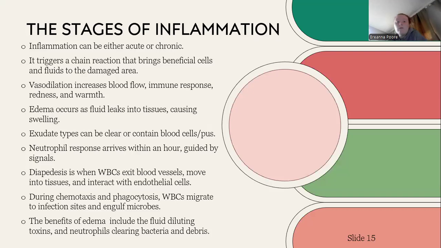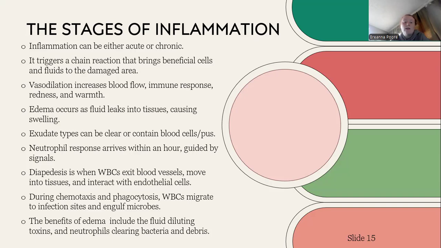There are stages of inflammation. It can be either acute or chronic, short-term or long-term. It triggers a chain reaction that brings beneficial cells and fluids to the damaged area. Vasodilation increases blood flow, immune response, redness, and warmth. Edema occurs as fluid leaks into tissues, causing swelling.